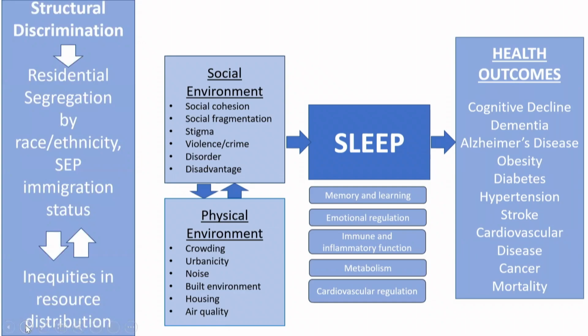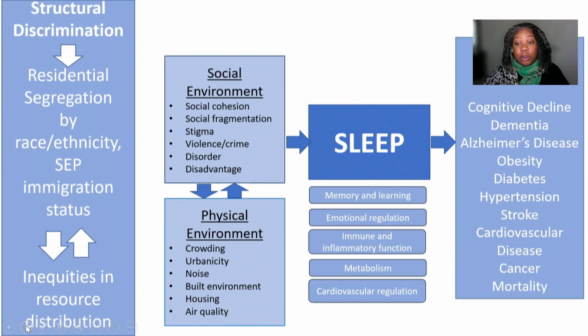And so, as Dr. Williams so eloquently stated, we really look at structural discrimination or racism as the fundamental cause of these disparities that we're seeing. And so when I mention structural discrimination, I'm really talking about these macro level conditions that limit resources for certain individuals. And this is often seen through different policies.